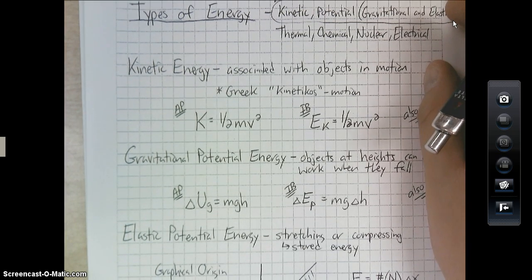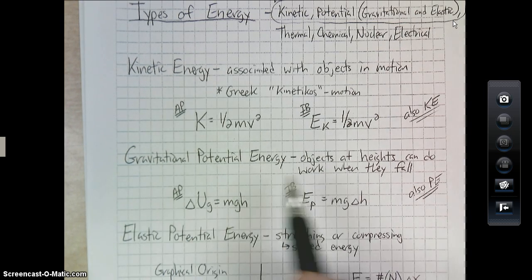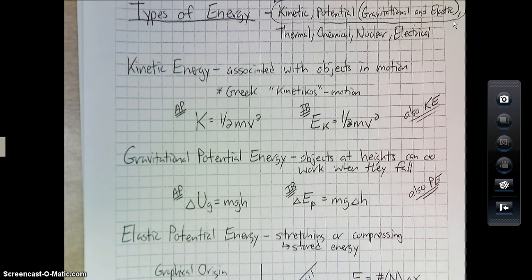Another one that is fairly easy to figure out is gravitational potential energy. It says objects at heights can do work when they fall. Now that can be a bit confusing, but when you have an object at a certain height and you allow it to fall, it can do work by changing the form of energy. As an example, if I just drop a book, as it falls, its speed increases. Therefore, you're taking potential energy and you're converting it into kinetic energy. You're doing work. You are changing the type of energy that is present.